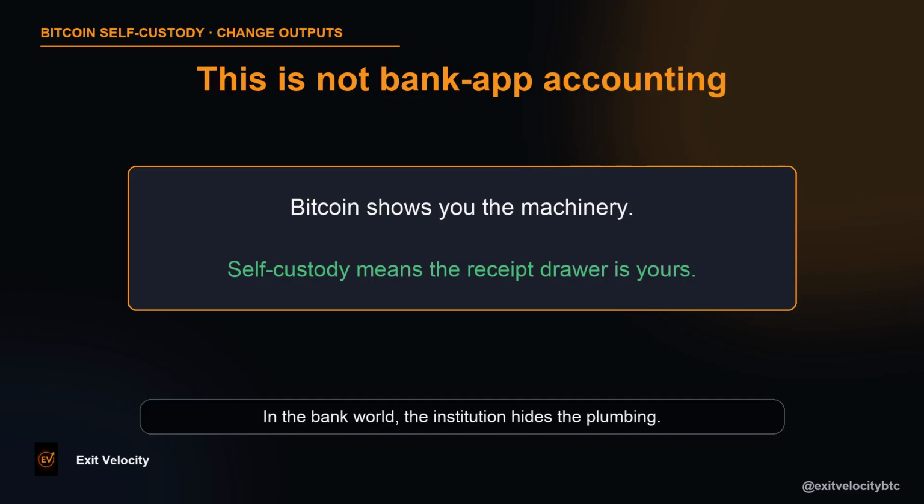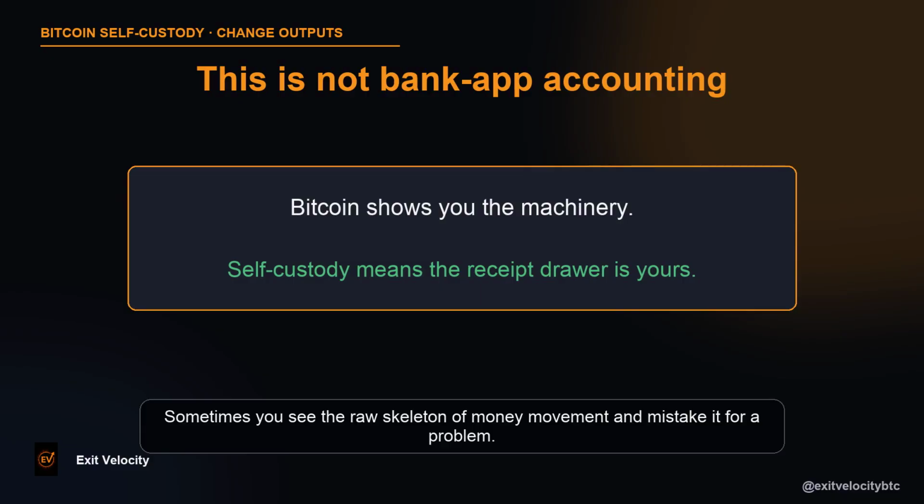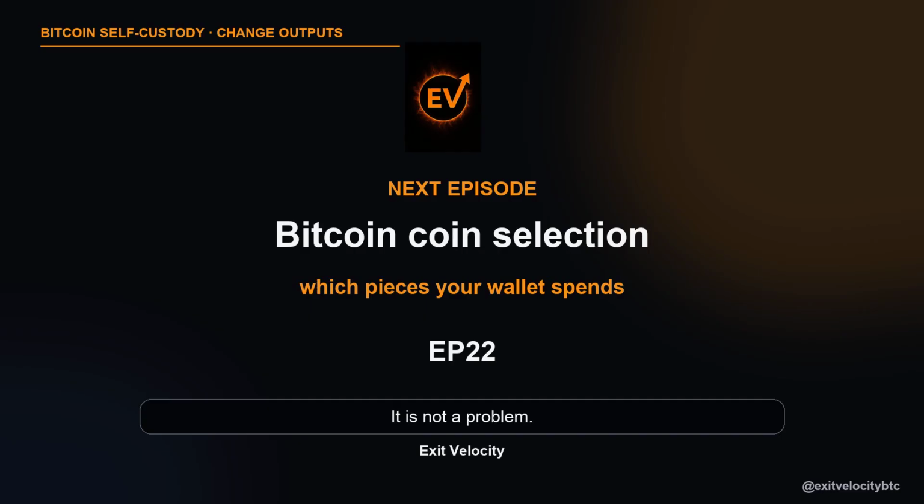Here's the practical rule. When you see an unfamiliar output in your own transaction, do not panic. Ask 3 questions. Did my wallet create this as change? Does the wallet still control the address? Does my record explain the payment that created it? If the answer is yes, you are probably looking at normal Bitcoin mechanics. If the answer is no, slow down and investigate before making assumptions.